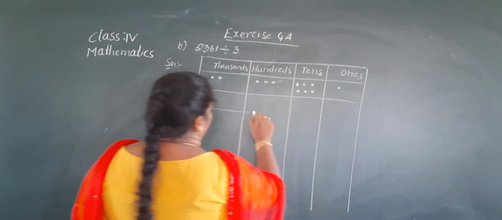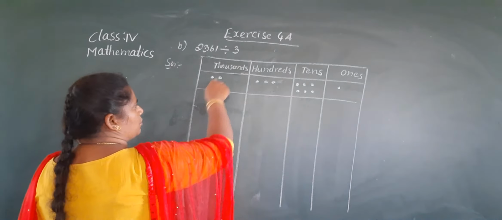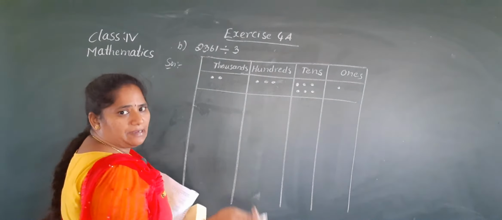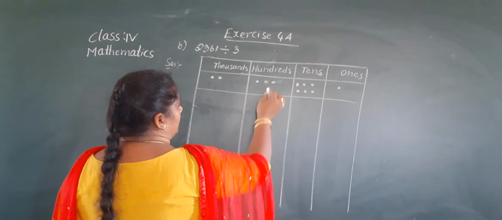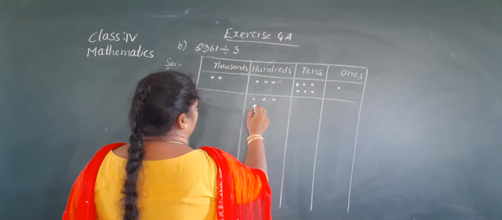Already here there are 3 dots. So if you convert these 2000s into hundreds, it becomes 20 hundreds. 20 plus 3, 23. Yes, keep 23 dots. 3, 6, 9, 12, 15, 18, 21, 22, 23. You have to keep like this. And these tens as threes we will write.